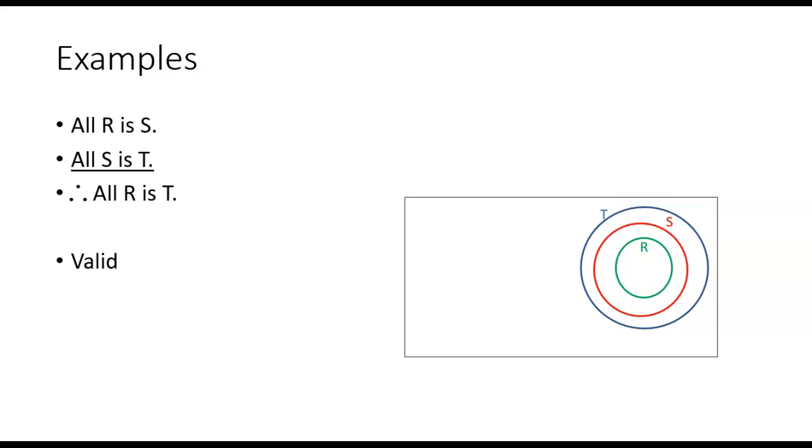Again, I need to draw it so that my two premises are holding true, but the conclusion is, if there's a different way to draw the conclusion that shows it not to be following from the premises, then it's invalid. But in this case, it's valid.